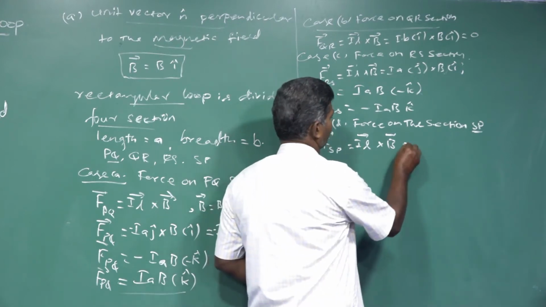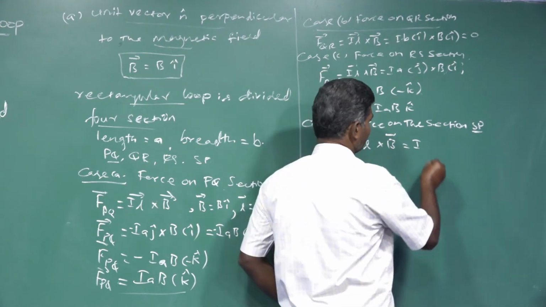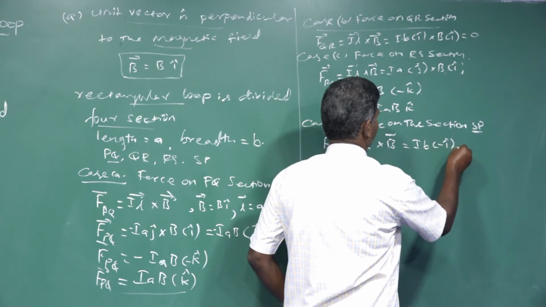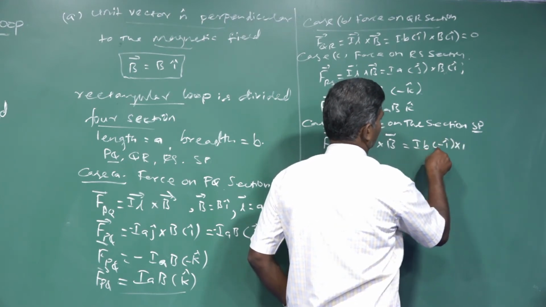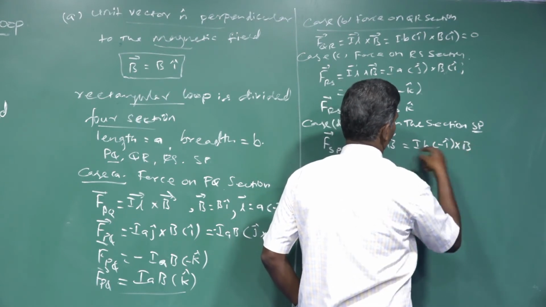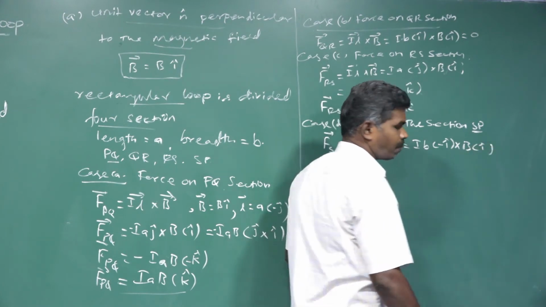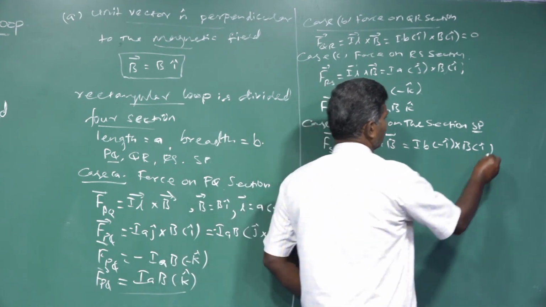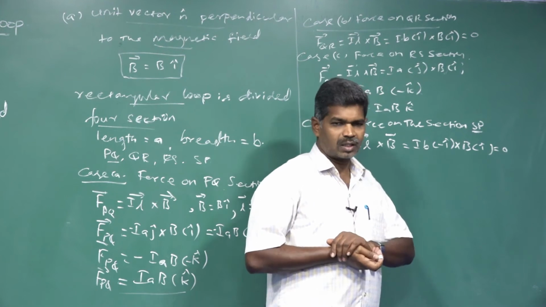That's why, breadth side it is, that is going to be taken as b into minus I cap cross capital B, magnetic induction, magnetic field into I cap. Here also we have I cap cross I cap. I cap cross I cap becomes 0. So 4 forces are calculated.